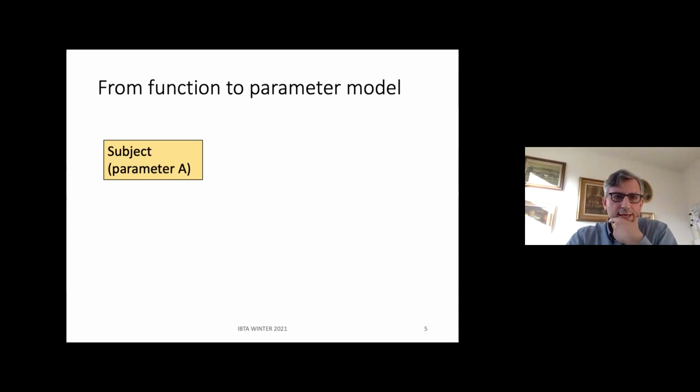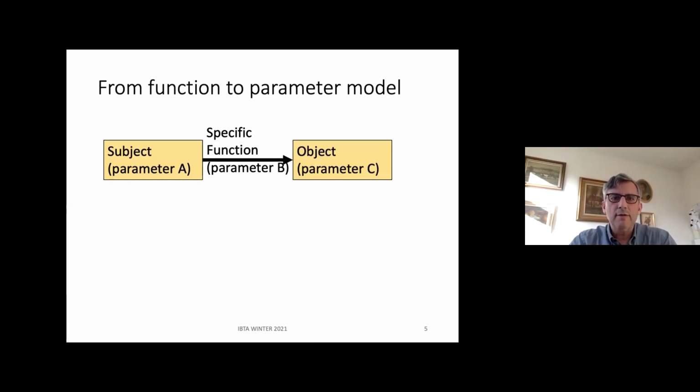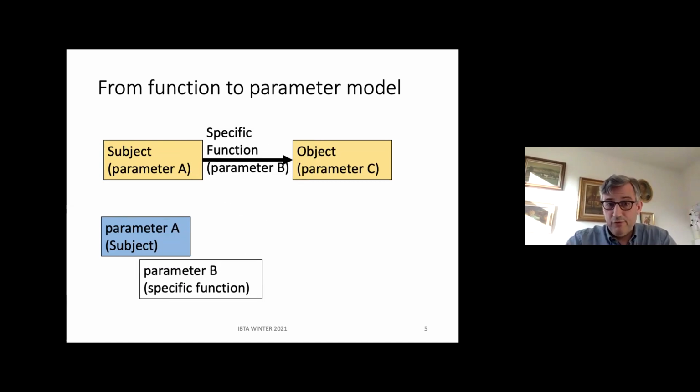So if you have a subject with parameter A, and this has a specific function, it's doing something to an object which has parameter C, the most pragmatic parameter you want. So this is what we know in function modeling. And what we did was we took the parameter and twisted it around to come up with a parameter A, and you put the objects in brackets. So we did the same for the functions, and you can do the same for the other object.